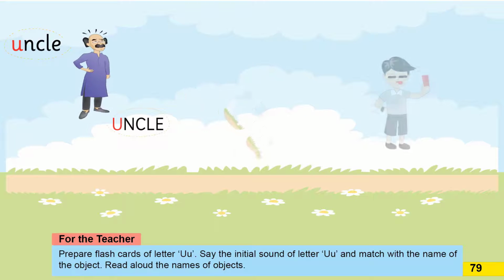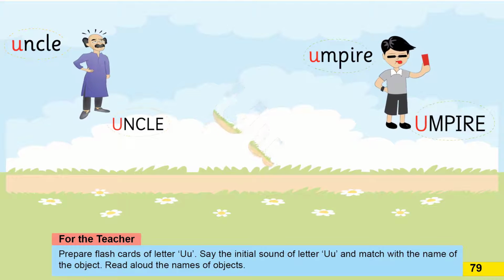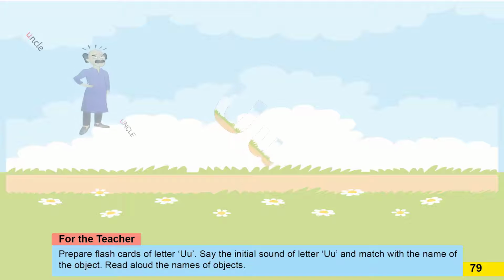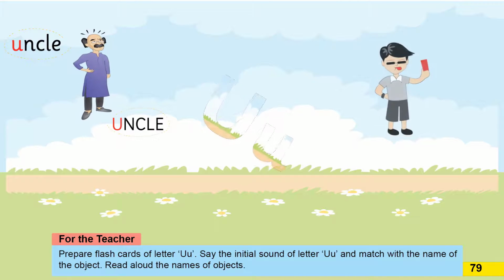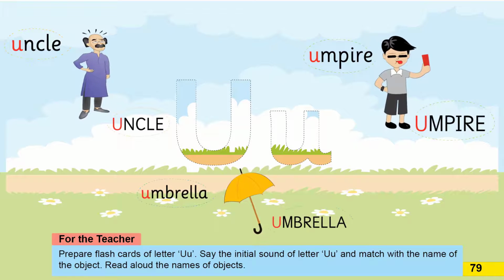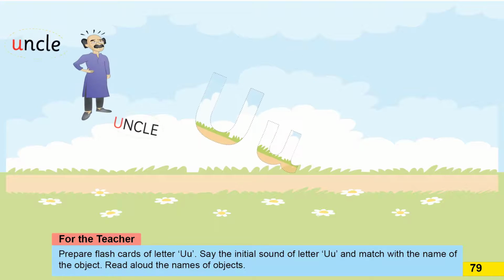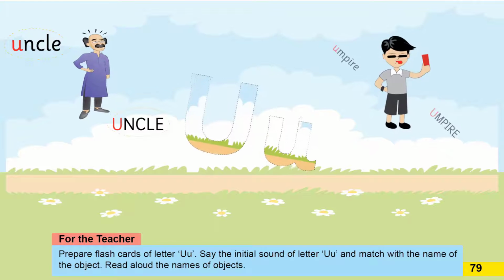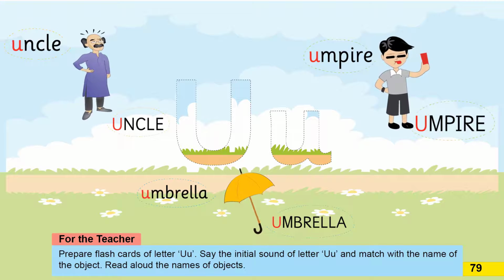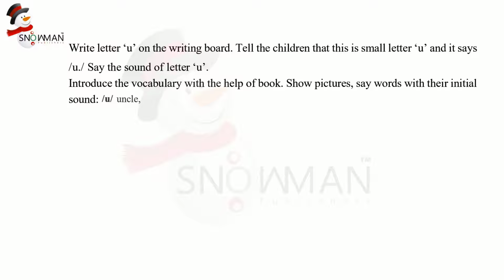Uncle. Umpire. Umbrella. Urn. Repeat at least 3 times.